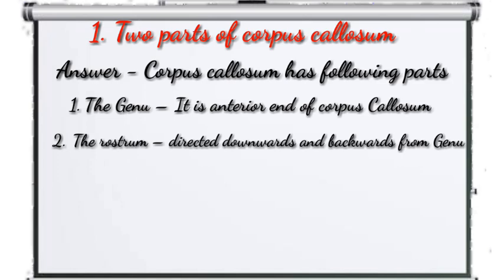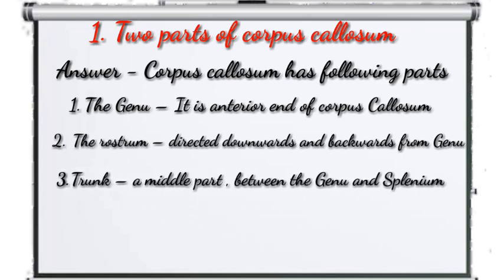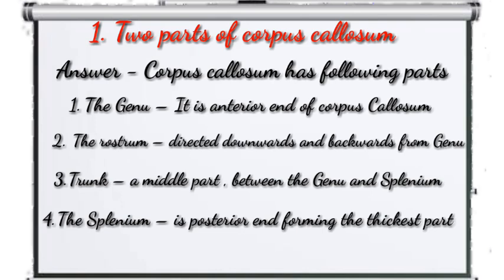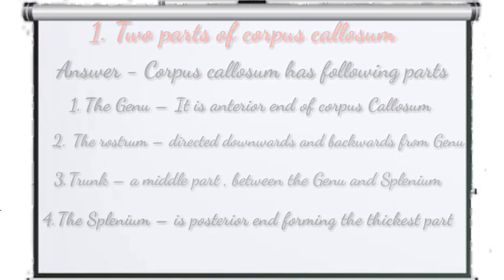Your 3rd is trunk. So trunk is the middle part between genu and splenium. And last one is splenium. It is the posterior end of the corpus callosum. In this way, you can put extra writing there, or you can write the names of that particular part.